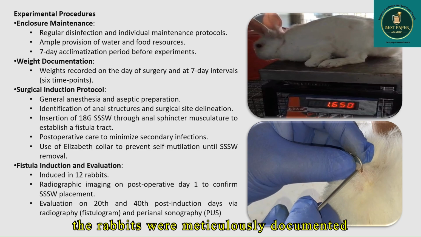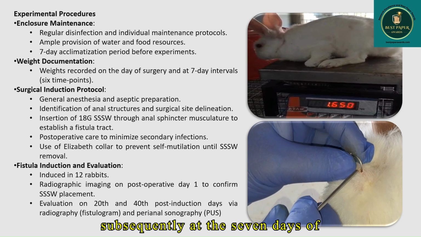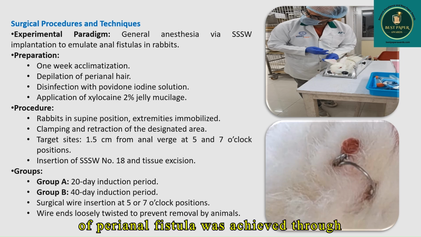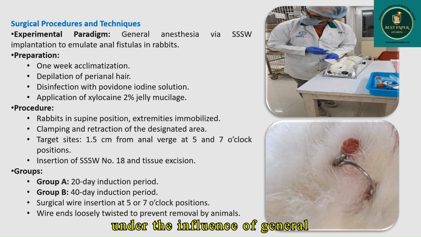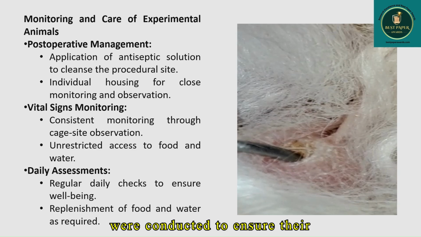The weight of the rabbits was meticulously documented on the day of surgical intervention and subsequently at 7-day intervals, totaling 6 distinct time points. The experimental cohort was stratified into intervention groups denoted as A and B. The induction of perianal fistula was achieved through a minor surgical intervention conducted under general anesthesia. Regular daily assessments were conducted to ensure their well-being.